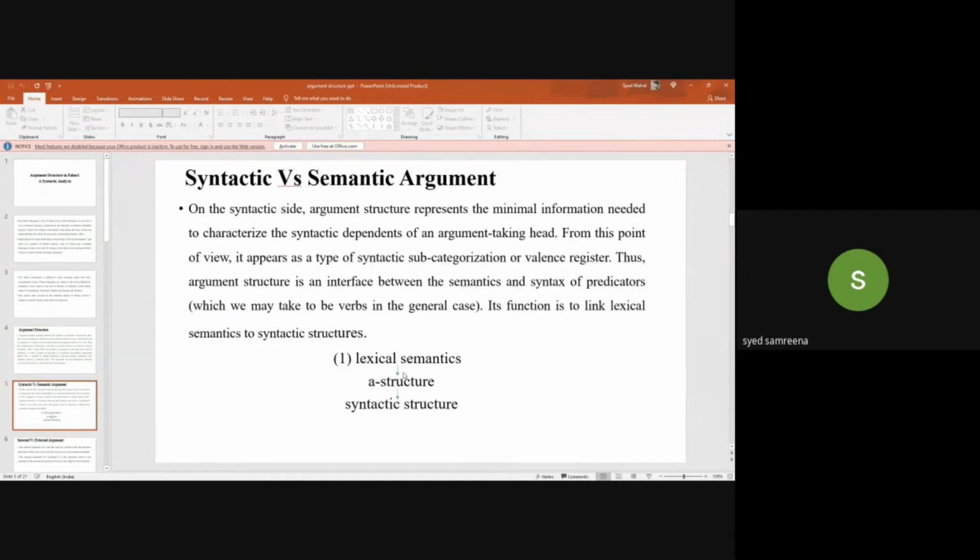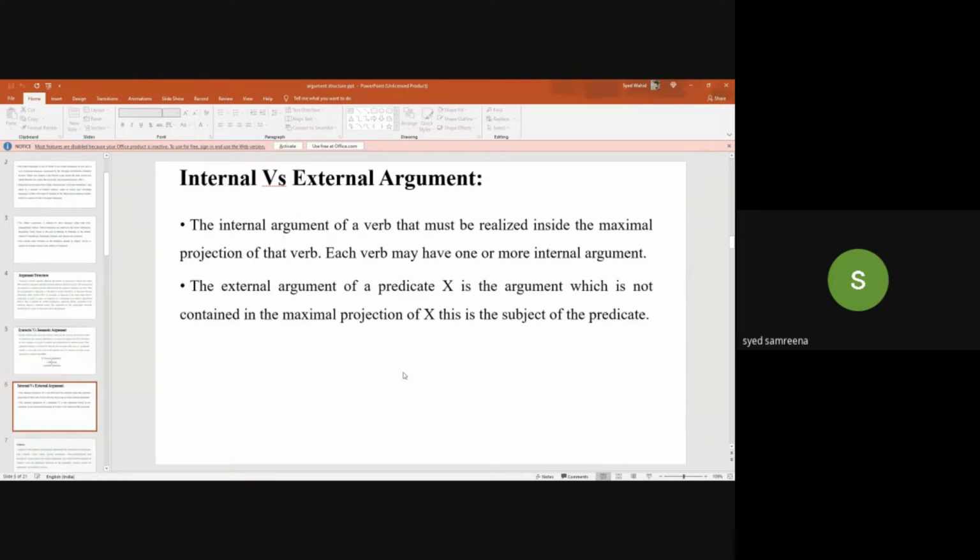Syntactic versus semantic argument. On the syntactic side, argument structure represents the minimal information needed to characterize the syntactic dependence of an argument-taking head. From this point of view, it appears as a type of syntactic subcategorization or valence register. Thus, argument structure is an interface between the semantics and syntax of predicators, which we may take to be verbs in the general case. Its function is to link lexical semantics to syntactic structures. Lexical semantics gives a structure and then the syntactic structure.